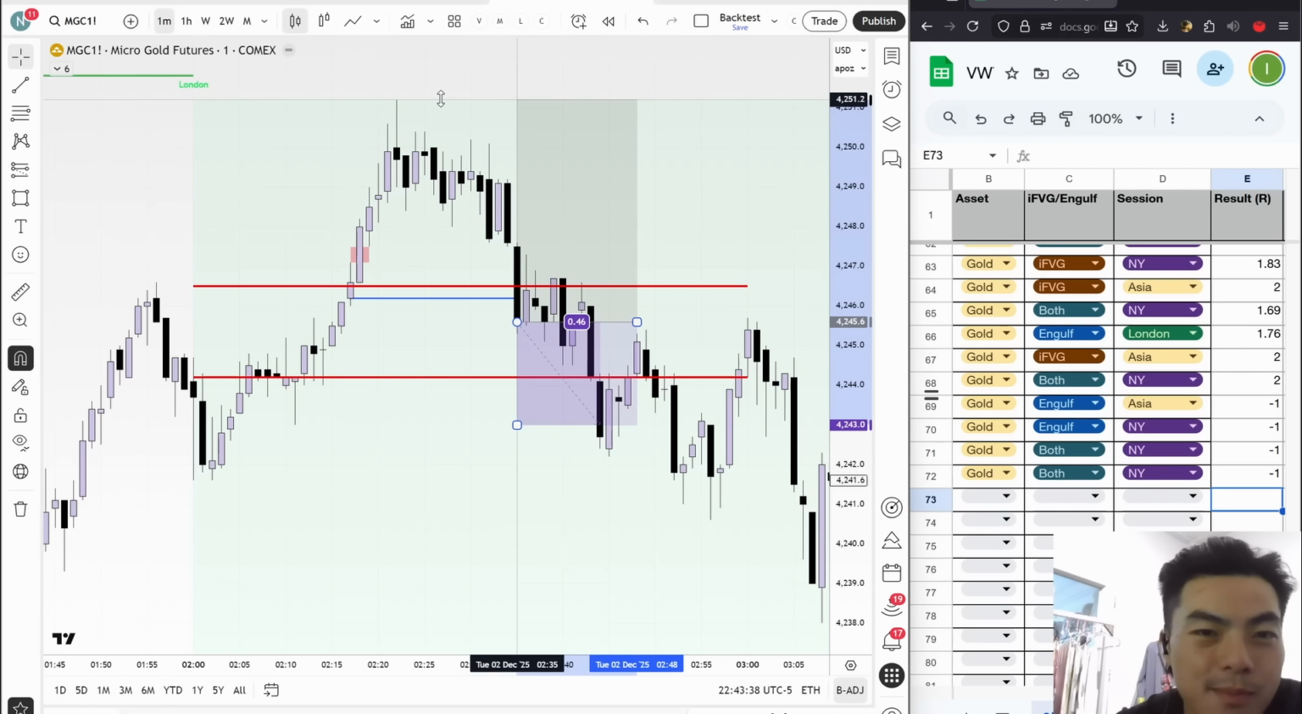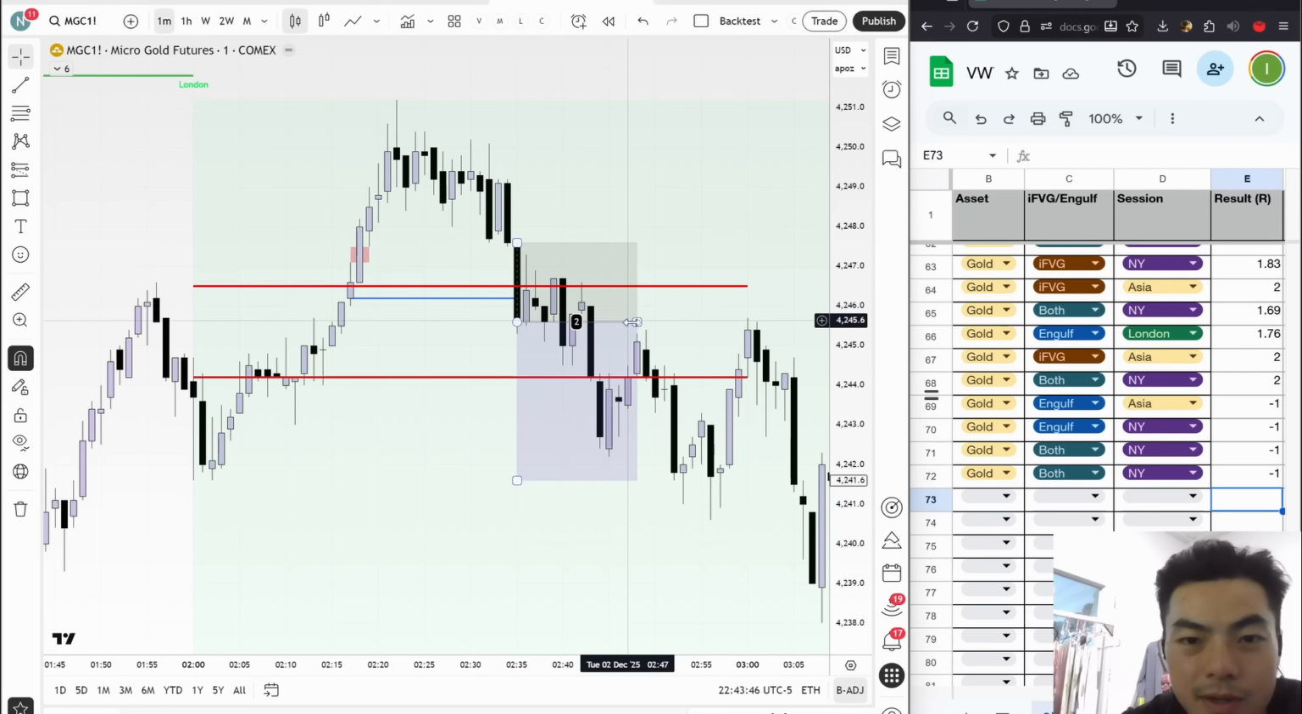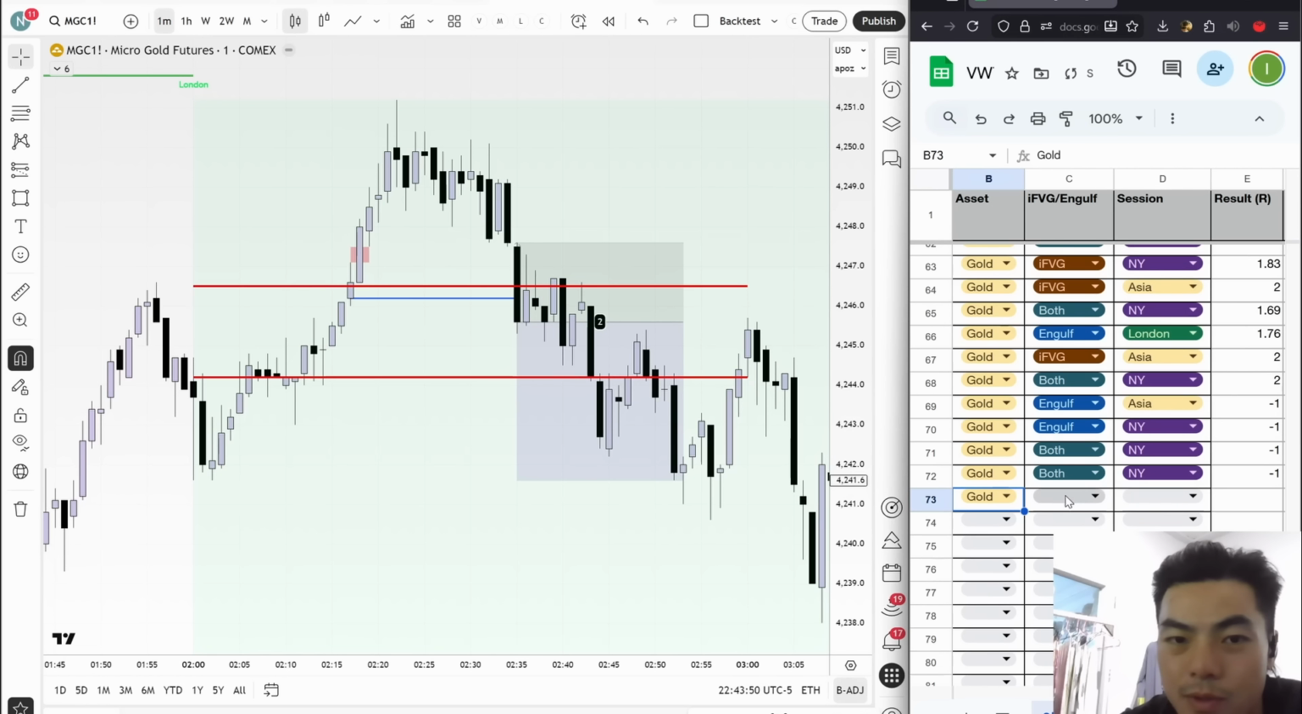I wouldn't go stop up there, it's way too high. Just above this candle. Target these lows. Yeah, that looks good. 2R. We'll get it there. So it's gold. Both entries. London, 2R.